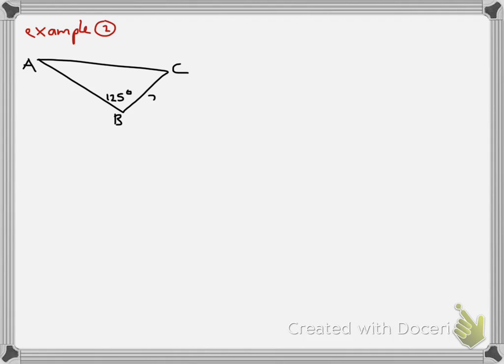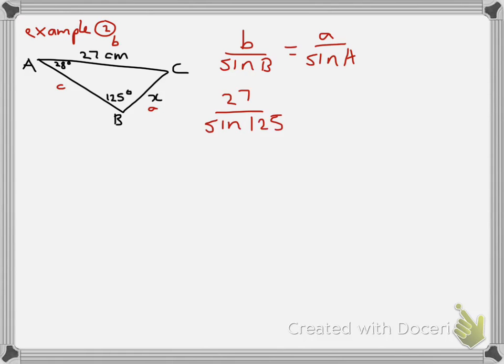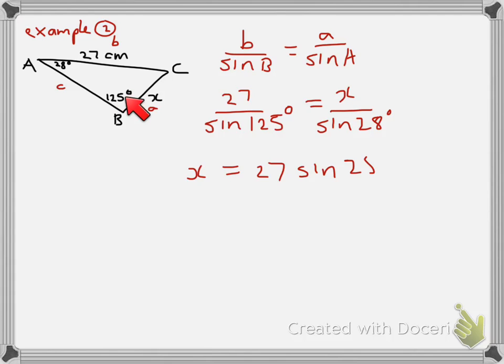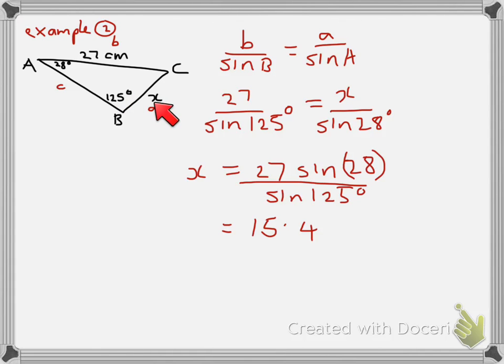Let's have a look at another example. In this case, I've labelled the triangle ABC, and we can see that we have an angle up here of 28, that's angle A, and side A is what we want to find, we'll call that x. We've got angle B, which is 125 degrees, and side B up here, which is 27.